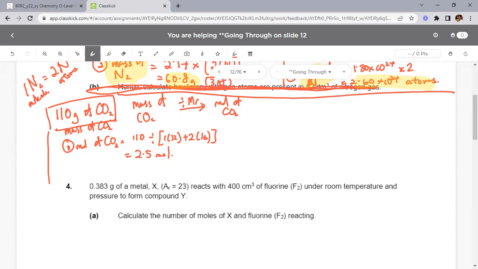Maybe the next one I can try from the mole of CO2, let's find the volume of CO2, because volume is the last thing we covered so far, right? So to find the volume of gas, I will need to take the number of moles and multiply by 24 dm cube. So 2.5 multiplied by 24, you actually get 60 dm cube.